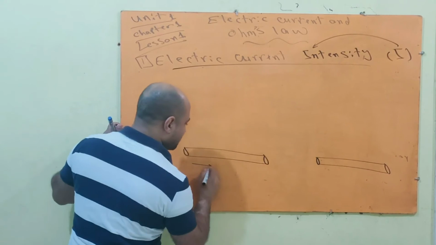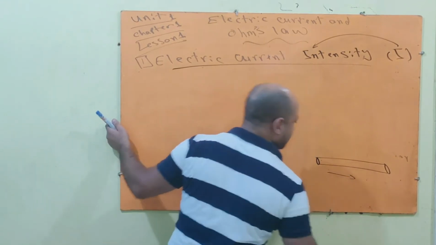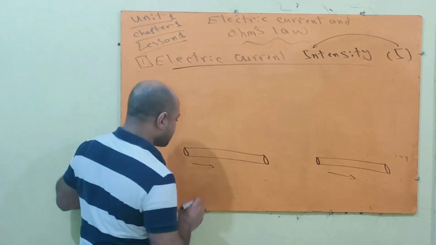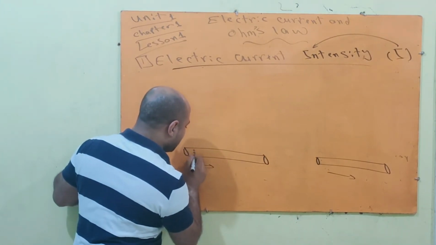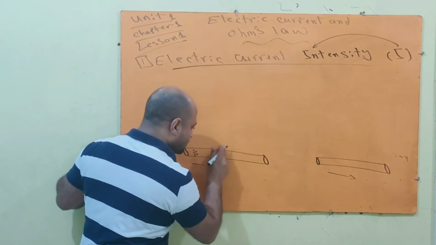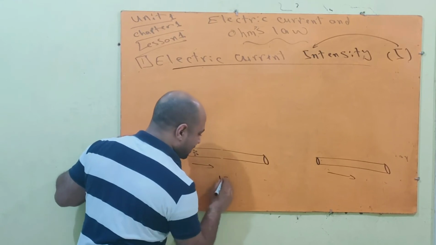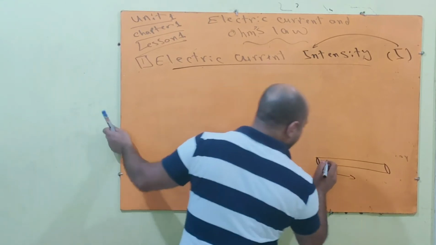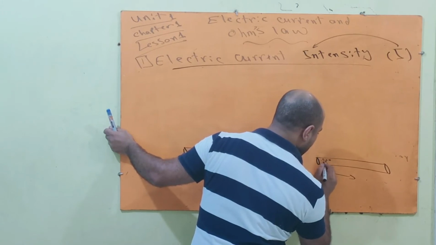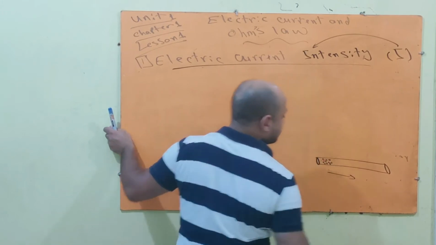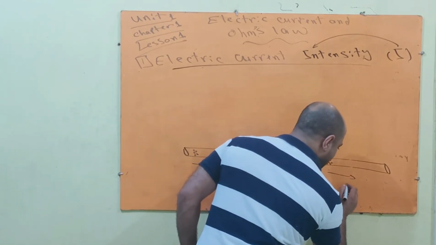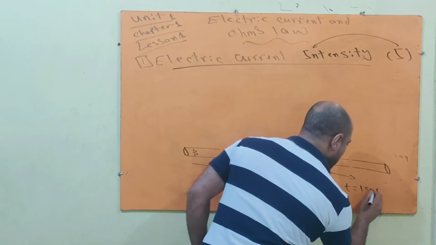There is a current flowing inside this conductor, and also a current flowing inside this conductor. Okay, if we have five electric charges that flow through a cross-section area of this conductor within 1 second, while in this case we have 10 charges that flow through this cross-section area within a time t equals 1 second.